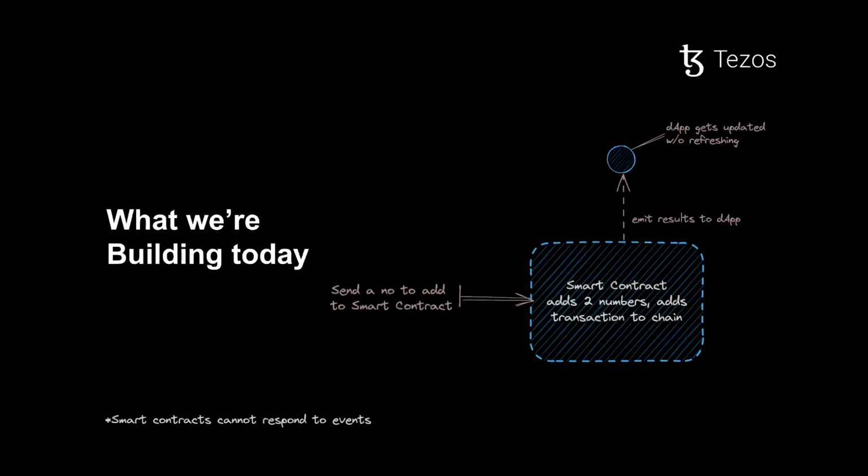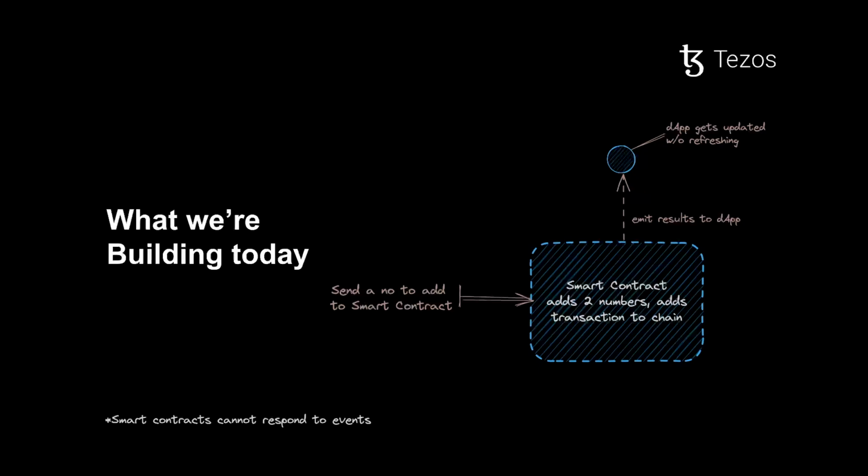Now, what are we going to be building today? We're going to be building something to quickly demonstrate the power of events on the Tezos blockchain, and we're going to be doing that in SmartPy. Now, we're going to send a number to add to a smart contract, and this smart contract is going to take that number and add it to a number that is already stored on chain. And after adding those two numbers, it's going to emit the results to our dApp, right? So once those two numbers are added, we emit the results of that transaction to our dApp, and our dApp gets updated without refreshing the UI.